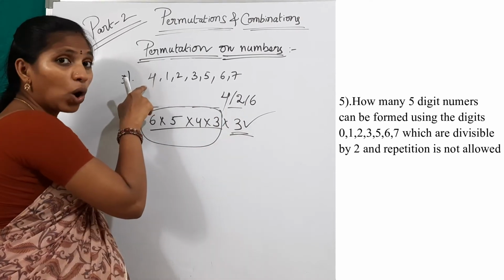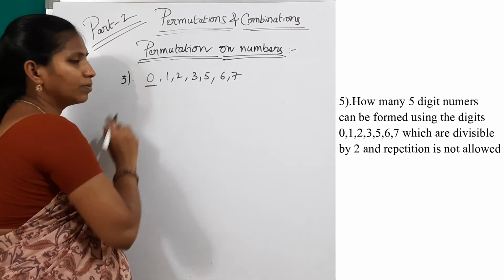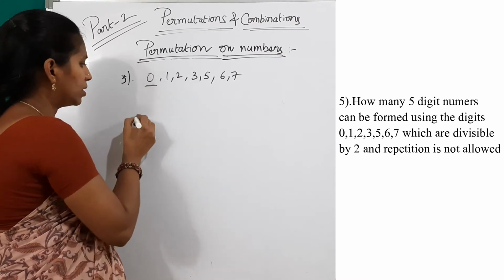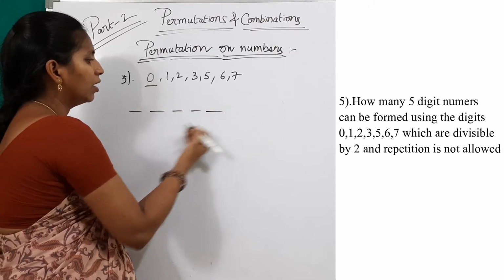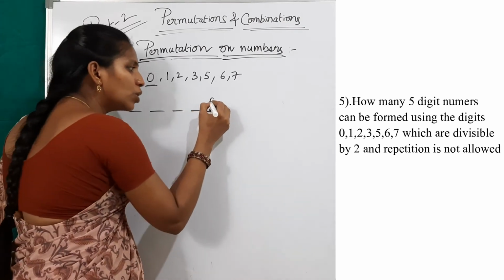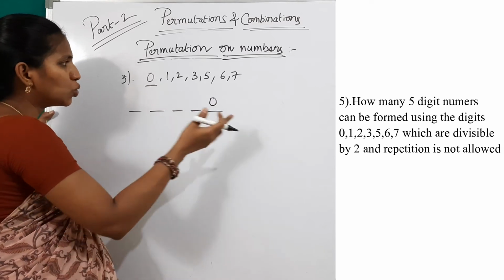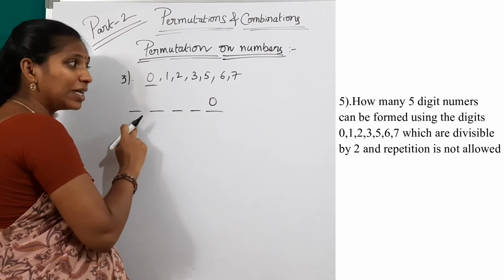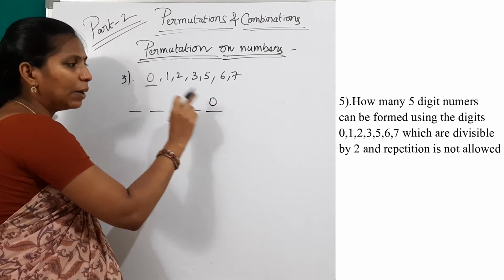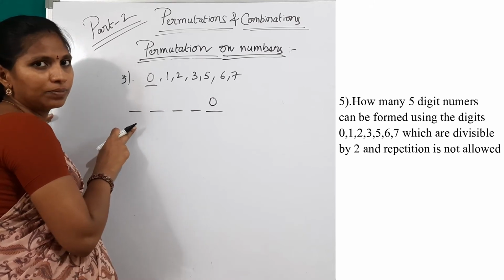If there is not 0, see in the given digits there is a 0. So do concentrate. 5-digit numbers. We should find the 5-digit numbers. Now first of all I want to fix 0 here in this place. 0 is fixed here. So there is no chance to get 0 here because repetition is not allowed. 0 is already fixed in this position. Repetition is not allowed. That's why we can't get 0 in this place.